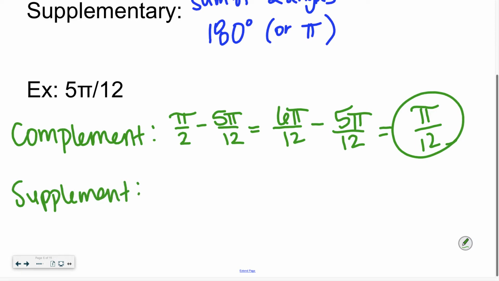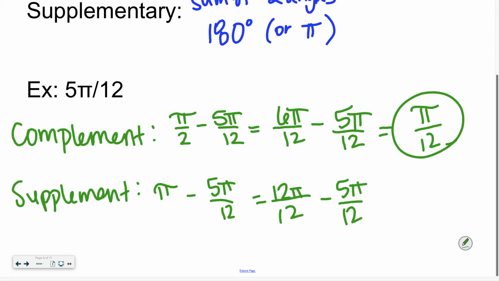Our supplement, two angles that add up to be 180 degrees or pi. So if I have an angle and I want its supplement, we're going to talk about the difference between pi and that angle. Okay. Here again, if we're in radians, we're probably working with fractions. So make a common denominator so you can see that our supplement is 7 pi over 12. My hope is that you can do this without a calculator, okay?